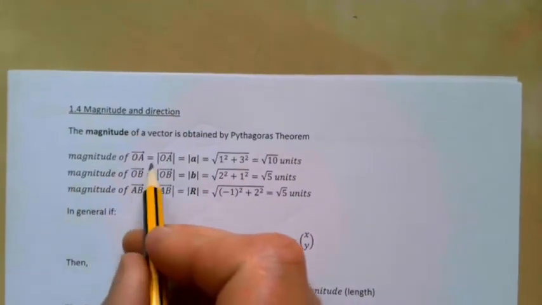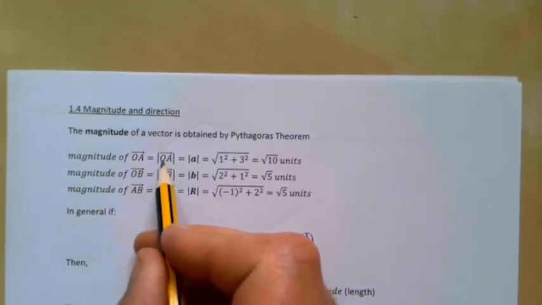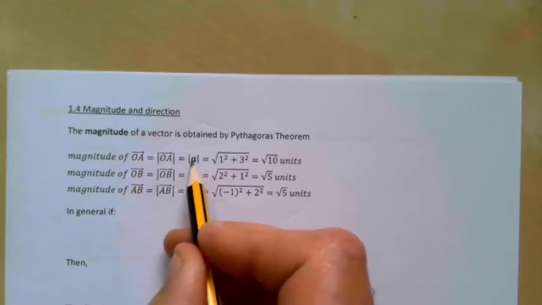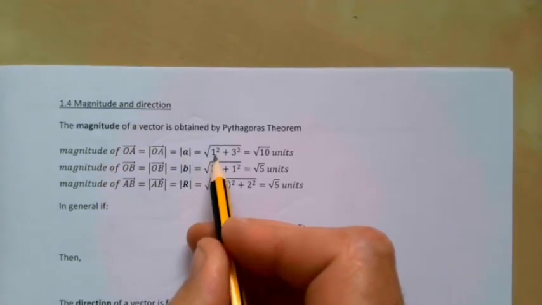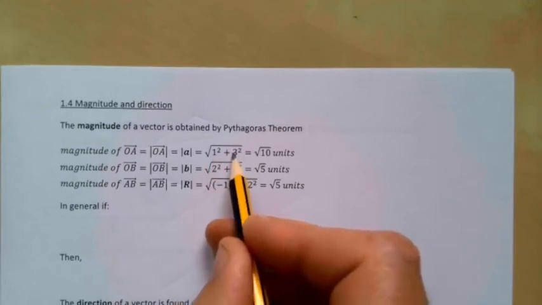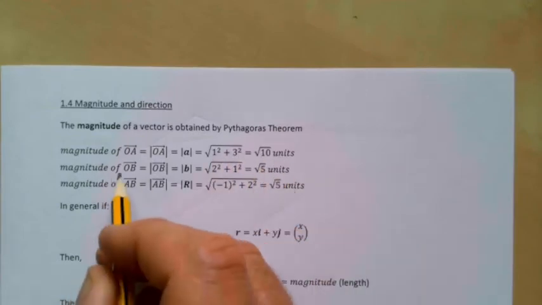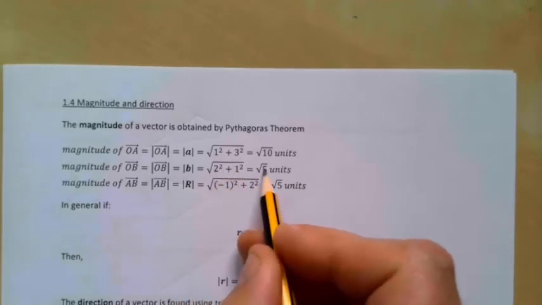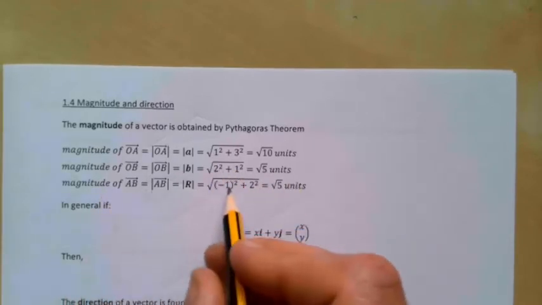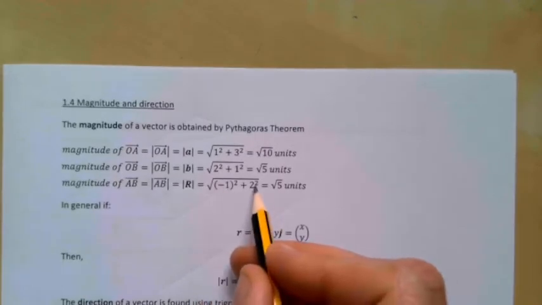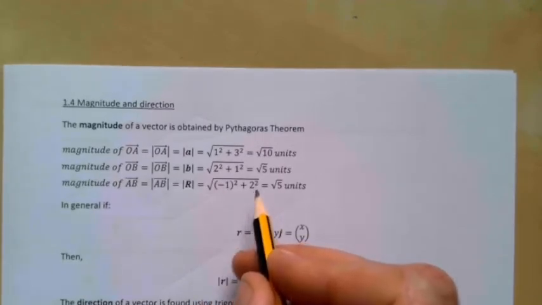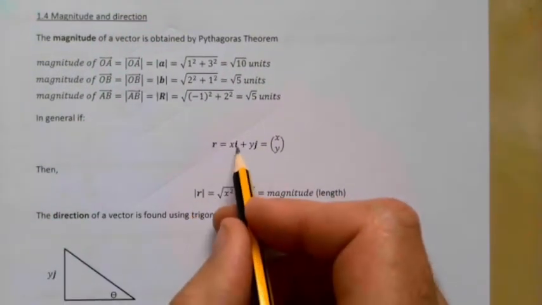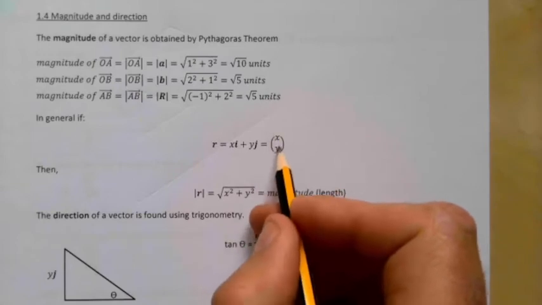So the magnitude of OA, which can be written as OA with our two lines, this means the magnitude. Also our two lines here mean the magnitude of A: 1 squared plus 3 squared gives me 1 plus 9, so it's root 10. OB, you remember, was (2, 1) as well, so it was 2 squared plus 1 squared, root 5, and then AB was (-1, 2), which again is root 5. You can take a look back at the previous page if you wish.